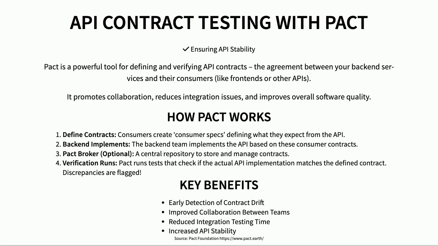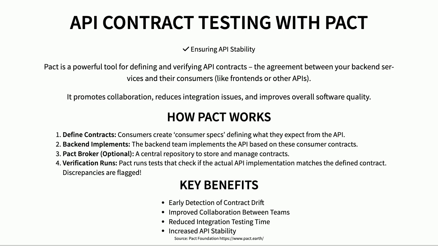Okay, let's talk about ensuring your API works seamlessly together. We're going to dive into Pact, a fantastic tool for API contract testing. Think of it as a formal agreement between the parts of your system that talk to each other. It helps teams collaborate better and catch issues early, before they cause major headaches in integration tests.